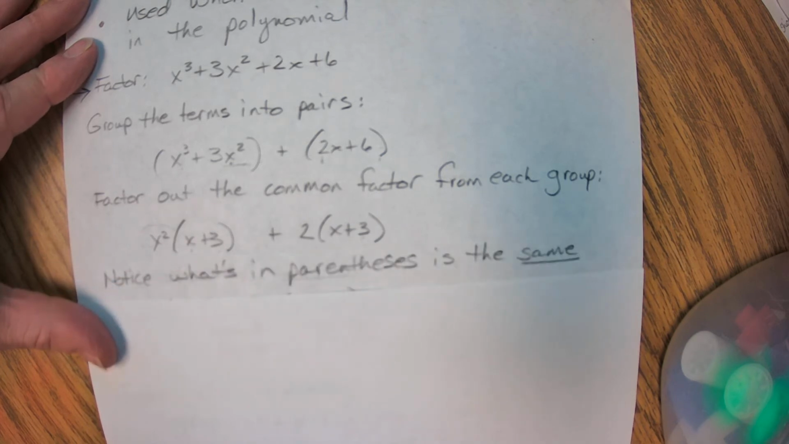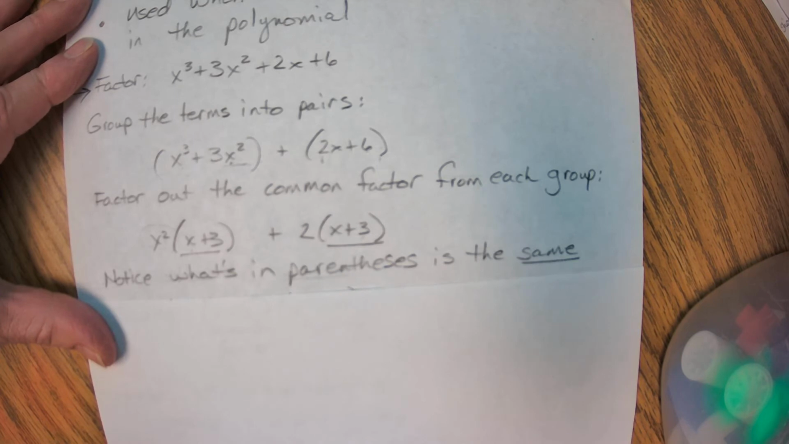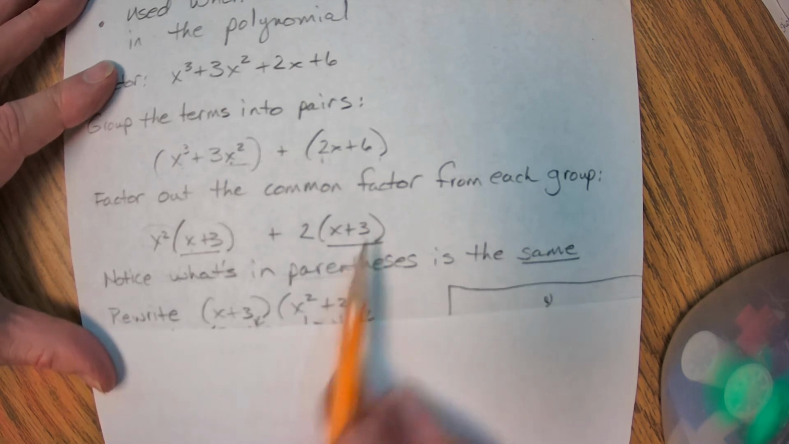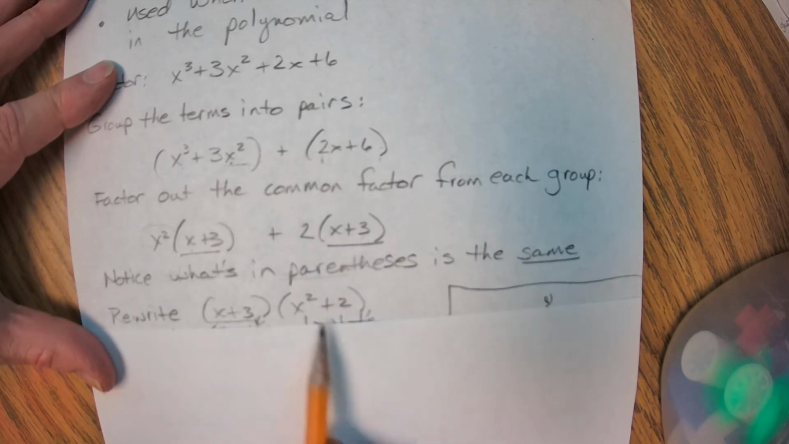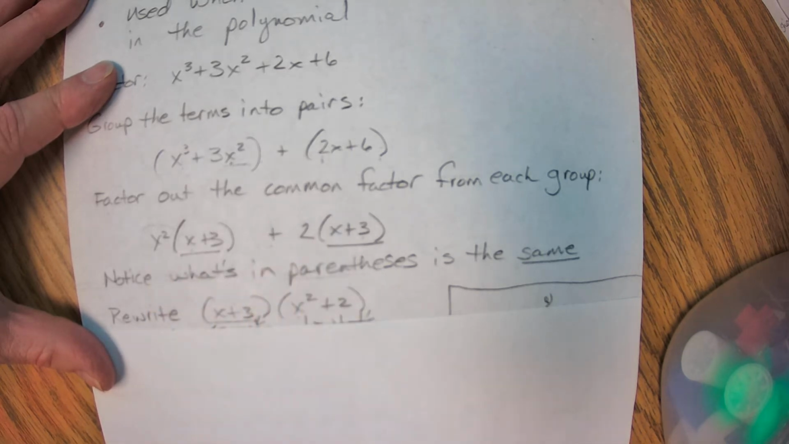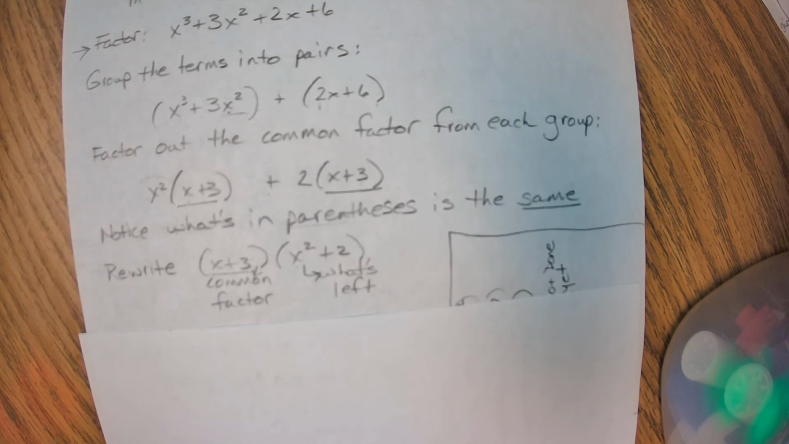Now what I want you to notice is that what's left in parentheses is exactly the same. So now we're going to consider that the common factor. I'm going to rewrite this is the common factor, and then this is what's left over, x squared plus 2. And that's how you factor by grouping.